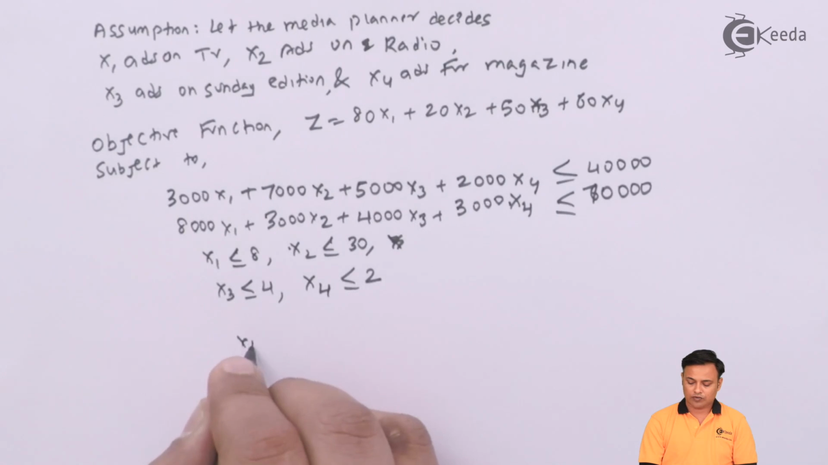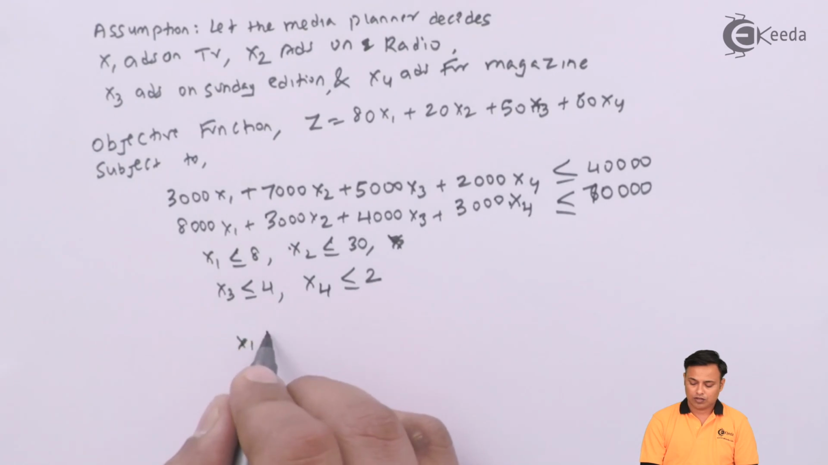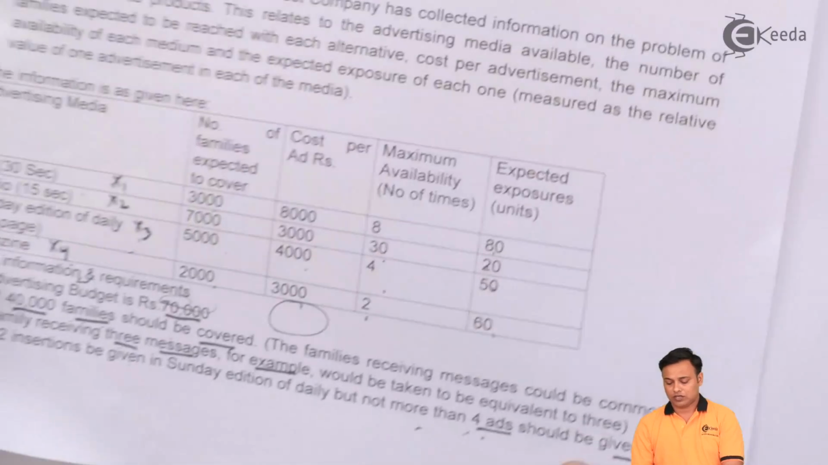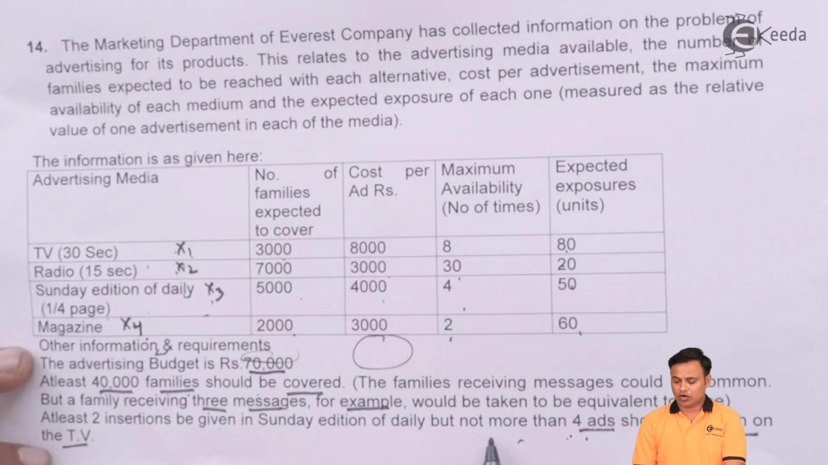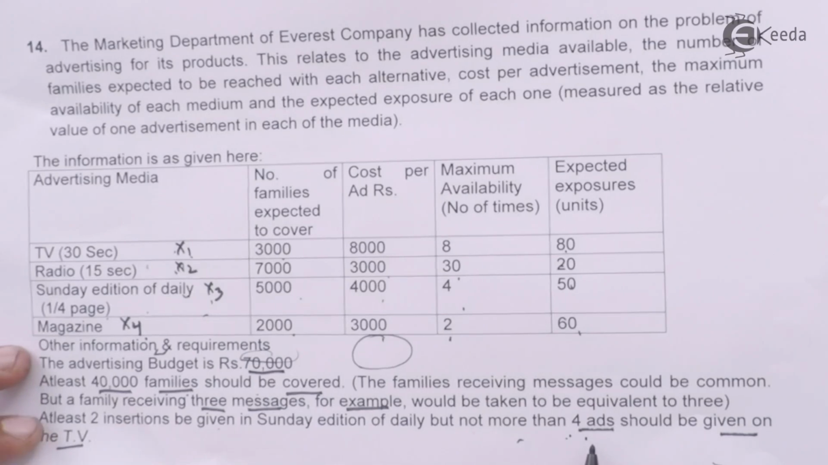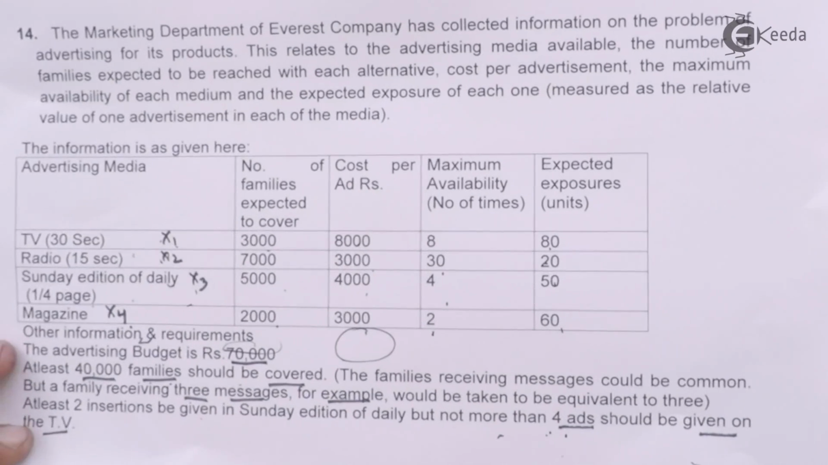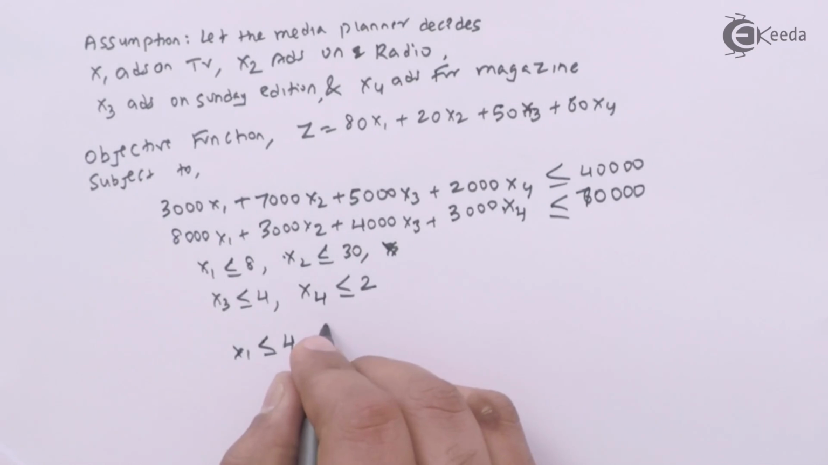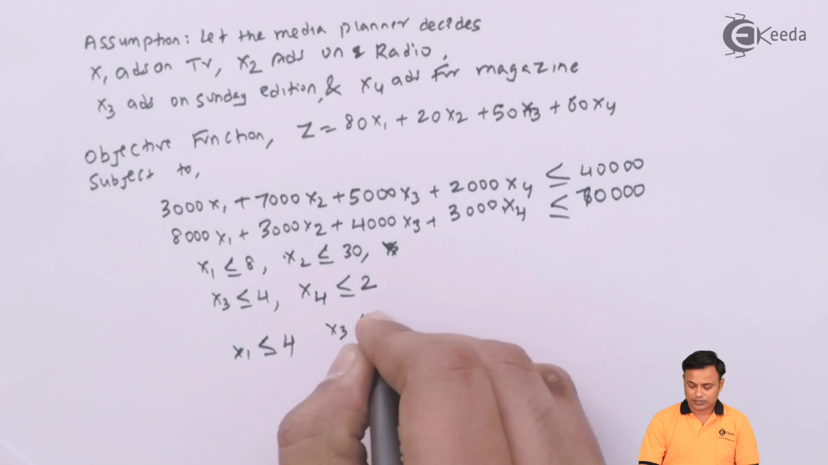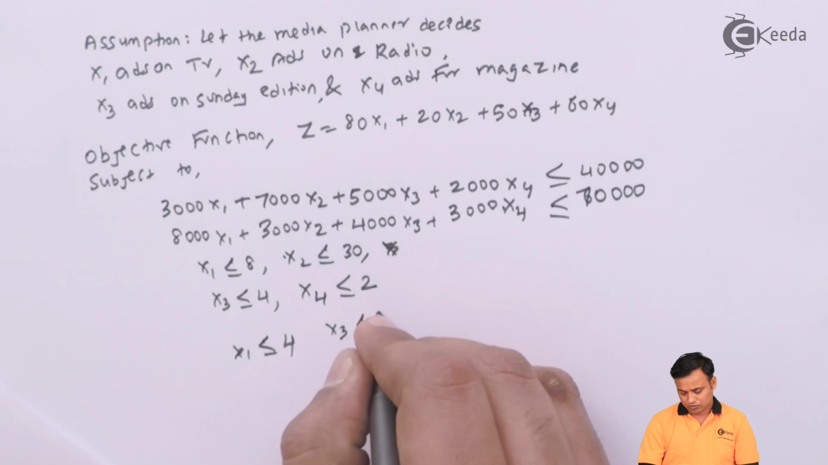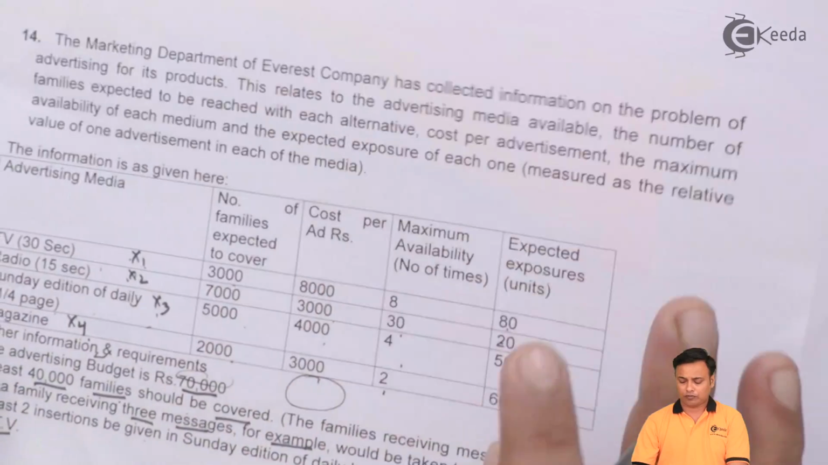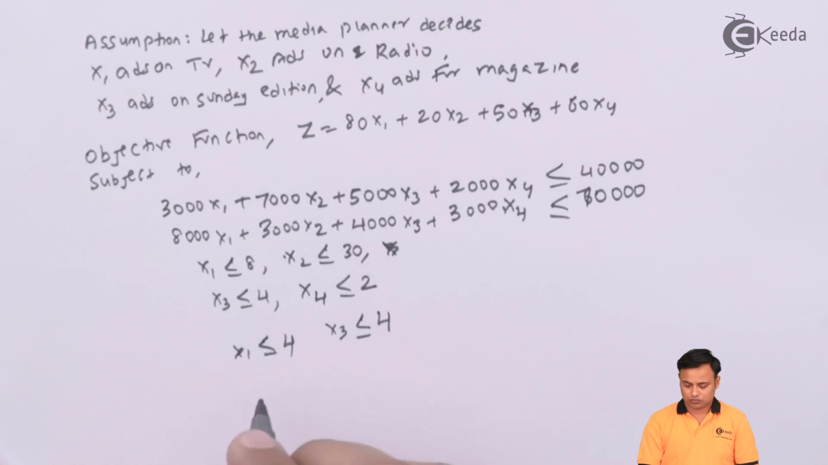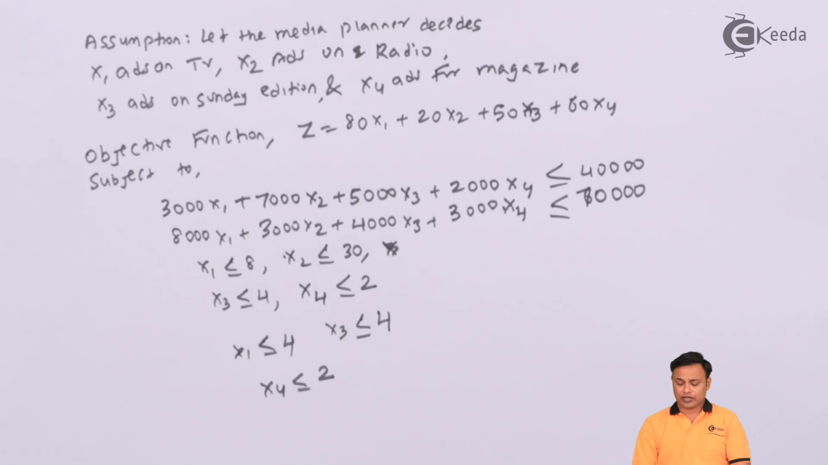So x1 should not be more than 4. Not more than 4 means less than or equal to 4. Then the Sunday edition of the daily means x3 less than or equal to 4, and for magazine we have 2, x4 less than or equal to 2. So these are my constraints.